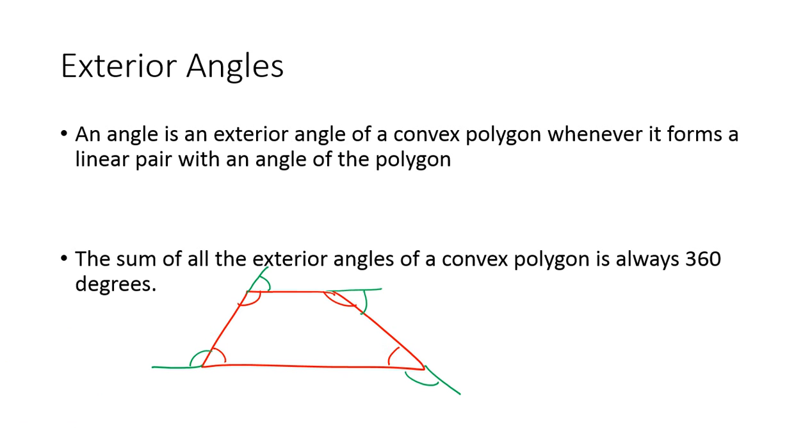Now the sum of all the exterior angles for all polygons has to be 360 degrees. It's not going to be anything different than that. If I drew a pentagon and wanted to find the exterior angles, the sum of the exterior angles has to be 360 degrees. It can't be anything else. So exterior is always 360. Interior is the one that changes. Make sure you know the difference between exterior and interior.